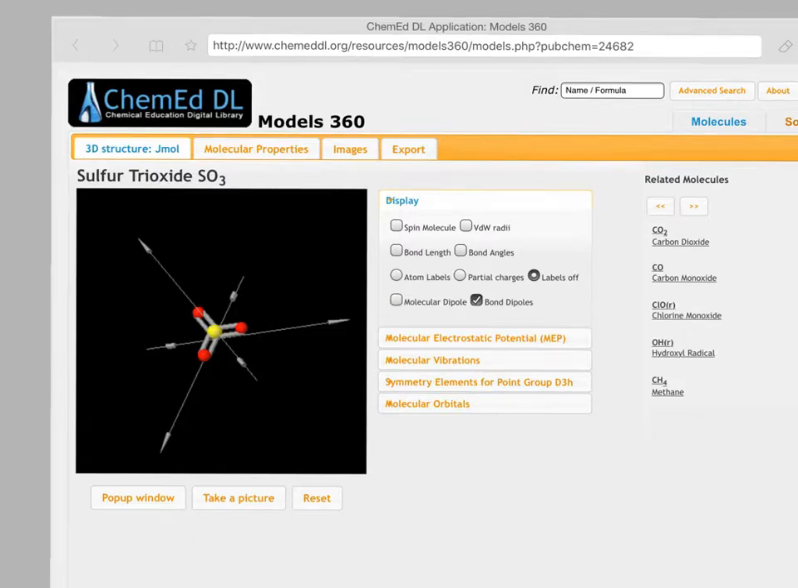So there is no molecular dipole here. It's 0. See up here in the corner? It's measured in debyes. That's what we use to measure the dipole moment. So the bond dipole, let me get rid of that. And see, there's no molecular dipole. I still have it check marked, and it doesn't show up.